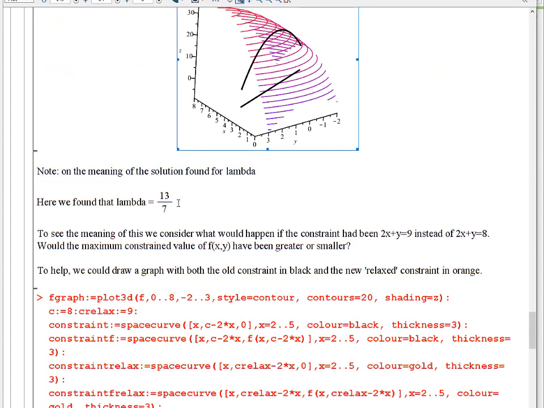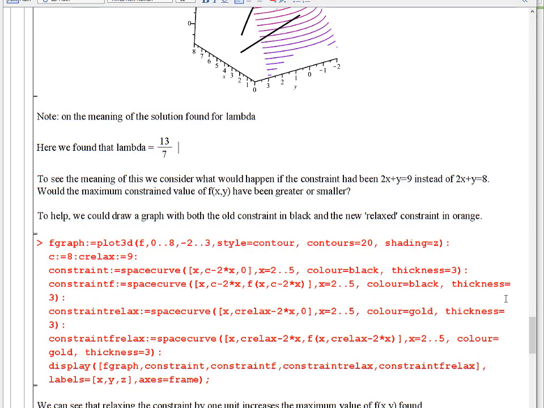Okay, this lambda is really only used as a mechanism for getting to that solution, but it does actually have a meaning in itself. What happens if we work through the whole problem again, but with 2x plus y equals 9 instead of 2x plus y equals 8? So, for example, you're using some resources. Instead of 8 units of resources, you have 9 units now. So now, what happens if you repeat the whole thing?